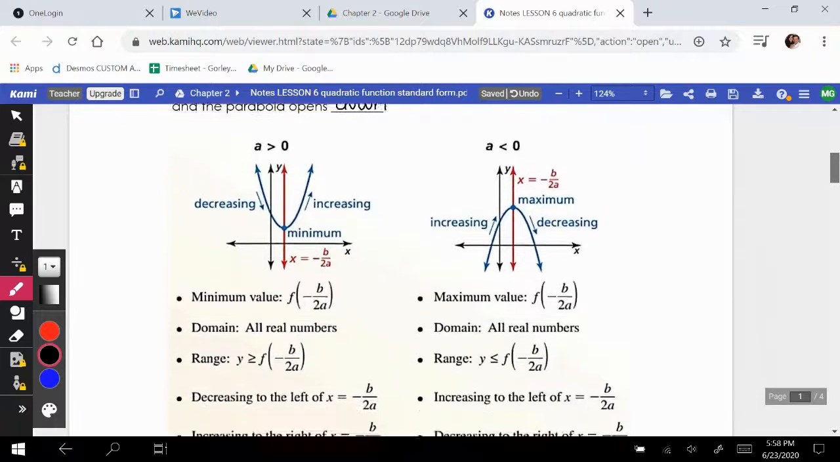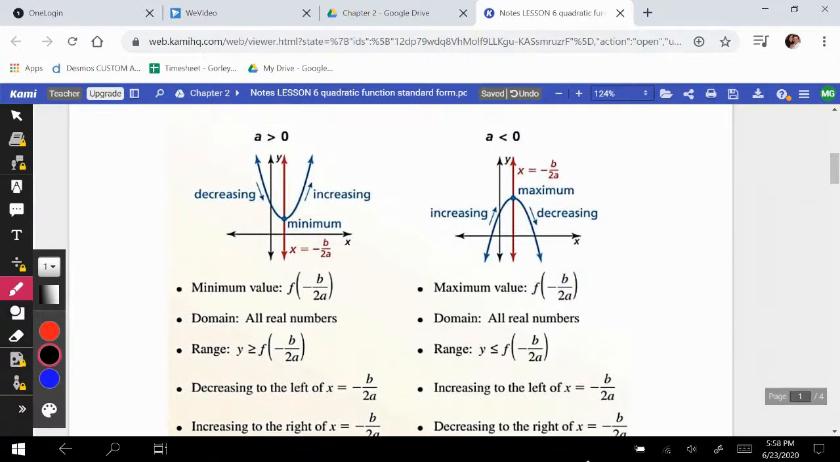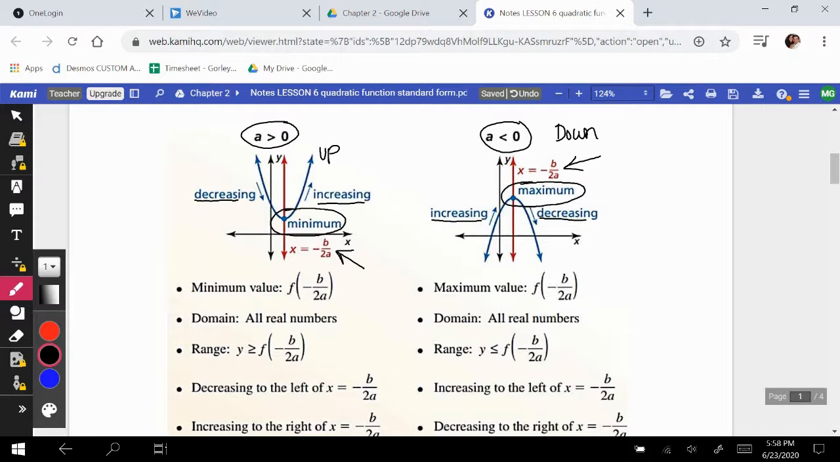And those are the same concepts that are explained in these charts. Again, if a is bigger than 0, it opens up, and you can see how there's a minimum value. If a is less than 0, then you get a picture of a parabola that opens down, and there's a maximum value. This picture also reviews how the axis of symmetry is x equals negative b over 2a, and it talks about how the function on the left goes from decreasing to increasing, and how the function on the right goes from increasing to decreasing.